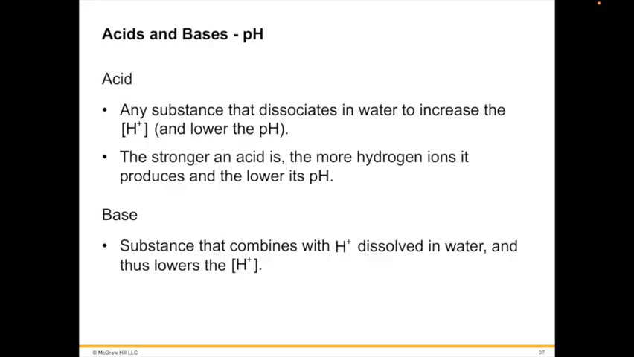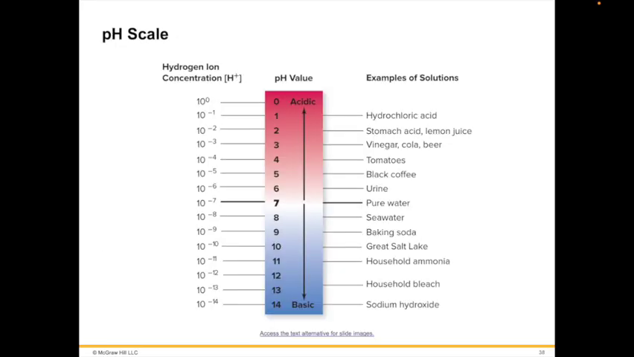Bases. A substance that combines with hydrogen ions when dissolved in water, and thus lowers the hydrogen ion concentration, is called a base. Therefore, basic or alkaline solutions have pH values above 7. Very strong bases such as sodium hydroxide, NaOH, have pH values of 12 or more. Many common cleaning substances such as ammonia and bleach accomplish their action because of their high pH, which you all can see at the bottom right there.